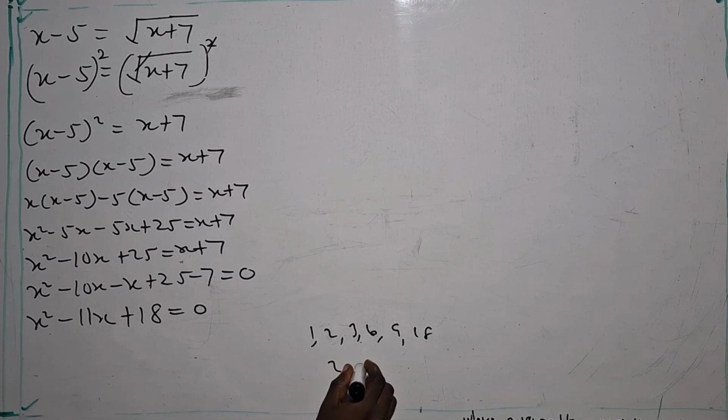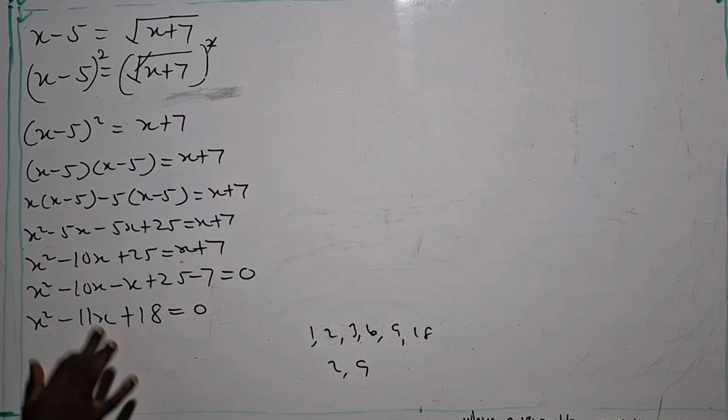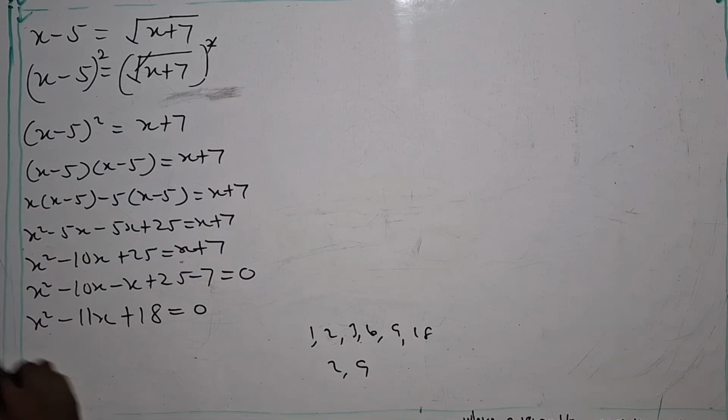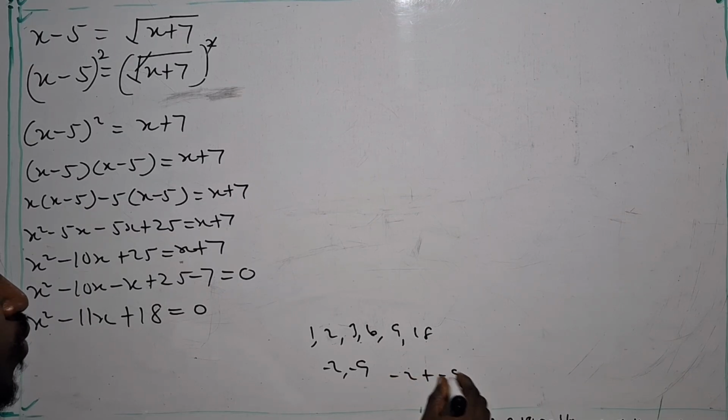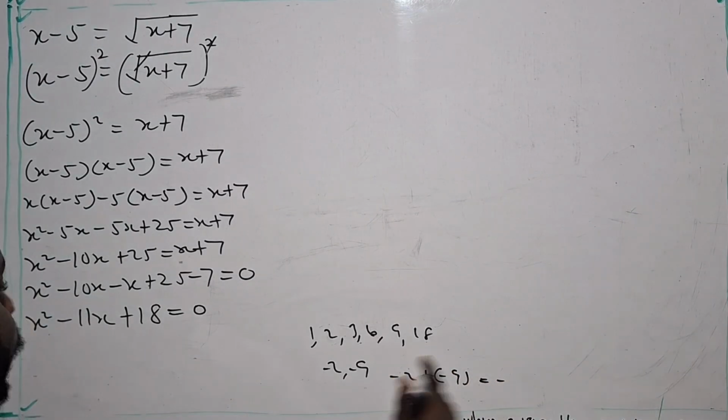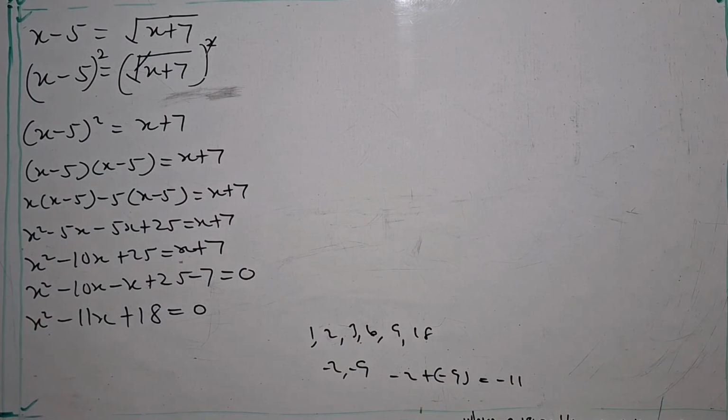So I can see 2 and 9, and you have to be careful. When you multiply these, you get 18, but the middle term is negative. If I negate only the 2, negative 2 plus 9 gives positive 7, which is not true, and when you multiply, you get negative 18, but here it is positive 18. So I have to negate both. Negative 2 plus negative 9 will definitely give me negative 11, and negative multiplying negative will also give positive. So the numbers are negative 2 and negative 9.